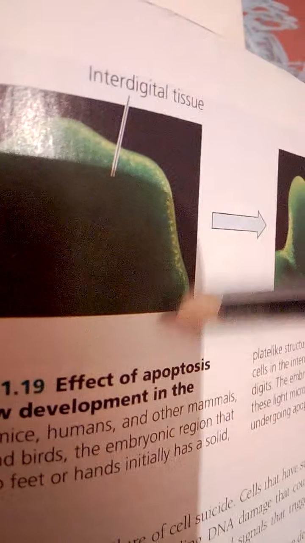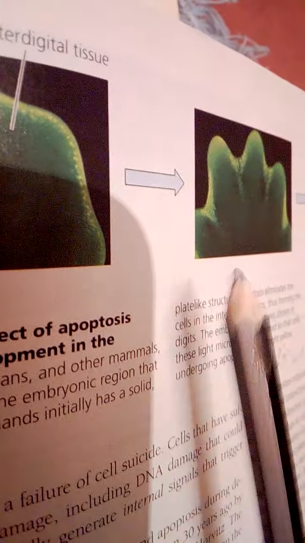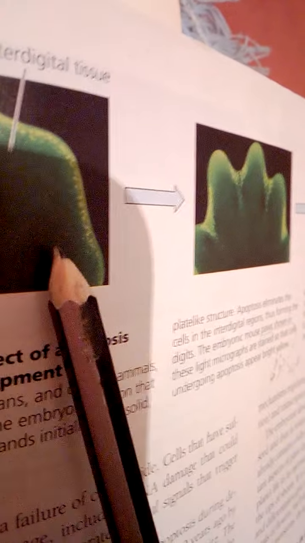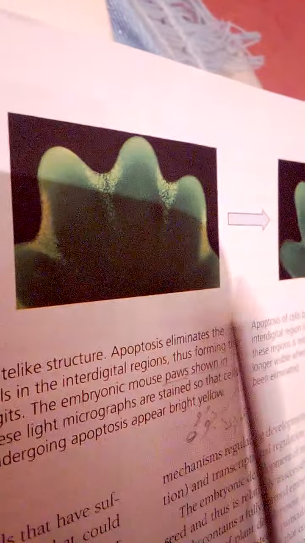Back to the effect of apoptosis during paw development in the mouse. Notice that in mice, humans, and other mammals, as well as land birds, the embryonic region that develops into feet or hands initially has a solid plate-like structure. Apoptosis eliminates the cells in the interdigital regions, thus forming the digits.